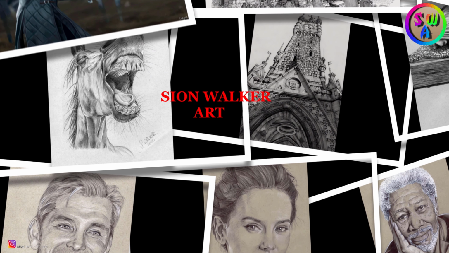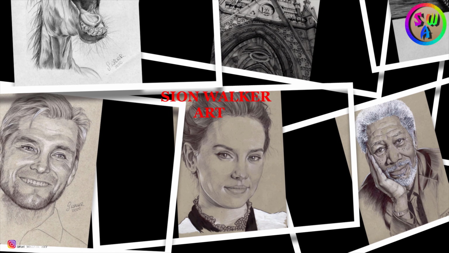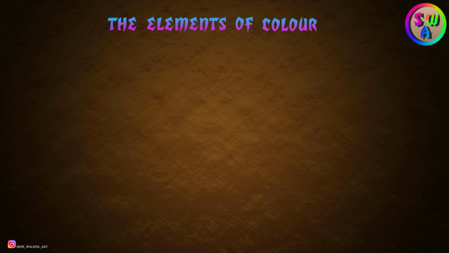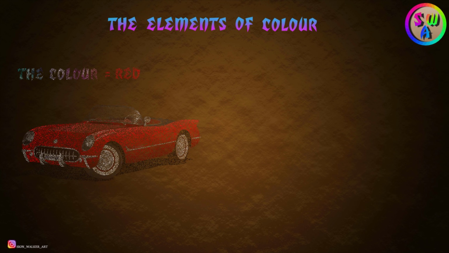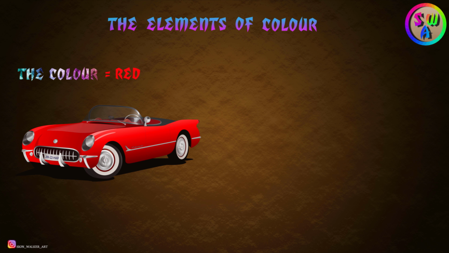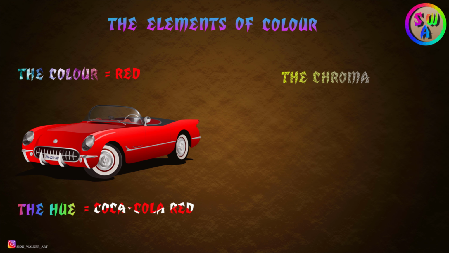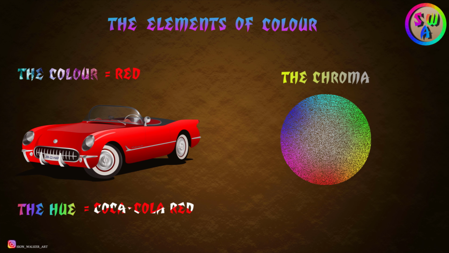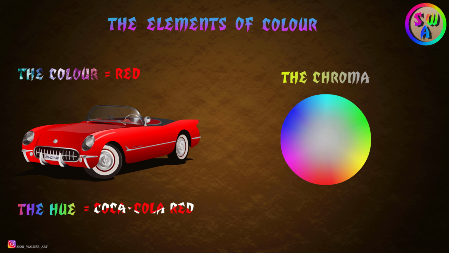This one covers the elements of colour, so sit back, relax and hopefully learn something new. There are two terms that are used to define colour. The first is the hue, which describes the shade of the colour. So when we say, oh, the colour of the car over there is red, we could say its specific hue is Coca-Cola red. The second term is the chroma. As mentioned in my last video, chroma is the intensity of the hue from full saturation to grey.